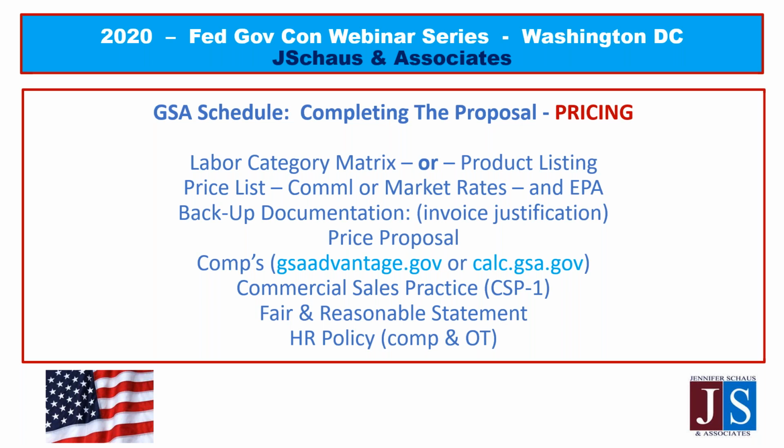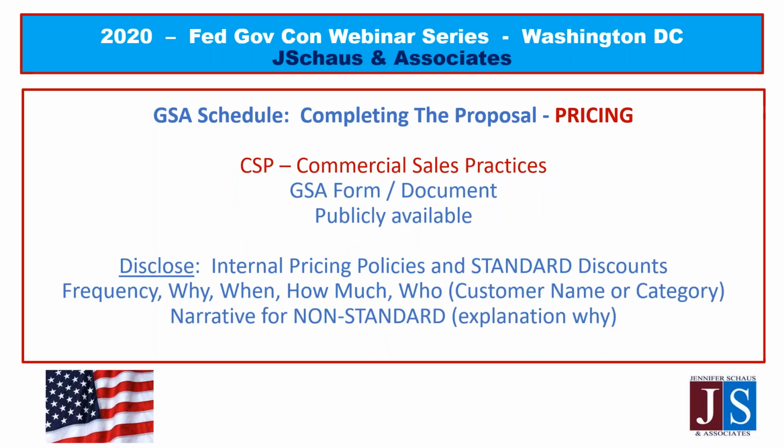If you're in the professional services sector, then you're going to need to submit your HR policy and lay out for GSA how and when you compensate your employees, as well as how overtime is paid. That should be in accordance with federal laws, at time and a half. Okay, and those are really, as I mentioned, the components.